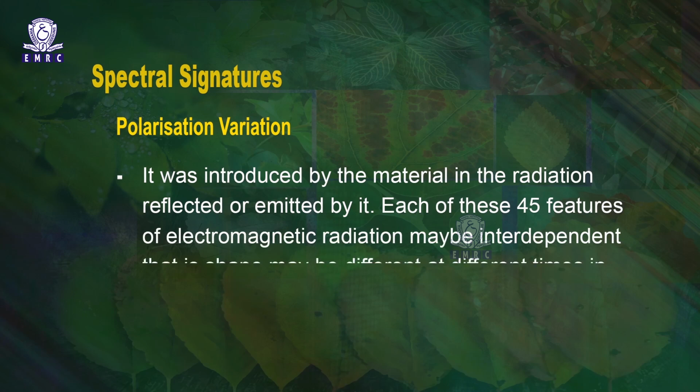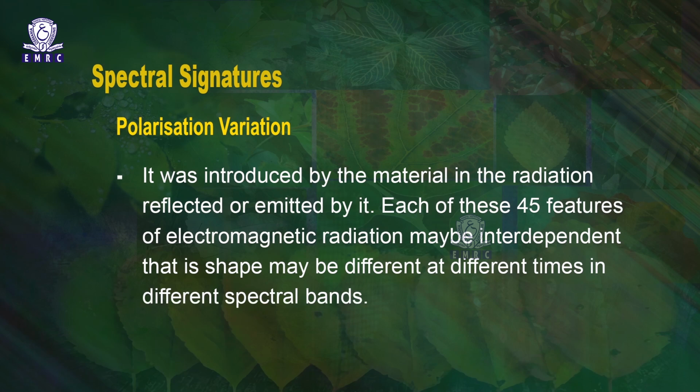Each of these features of electromagnetic radiation may be interdependent, that is, the shape may be different at different times and in different spectral bands. A measure of these variations and the correlation between them with unknown features of an object provides the signature of the object concerned.